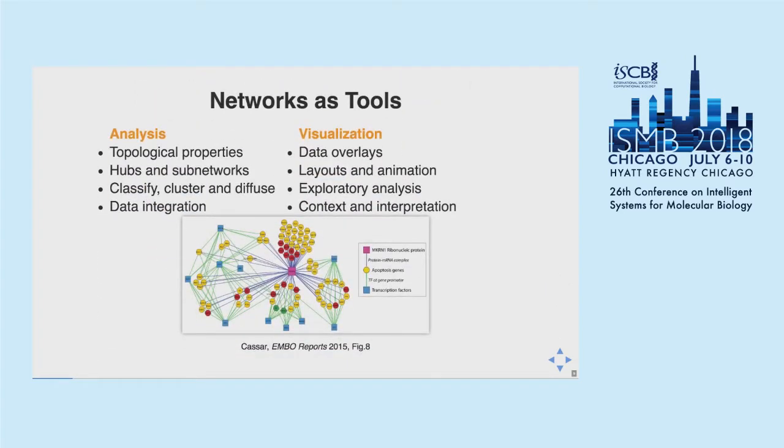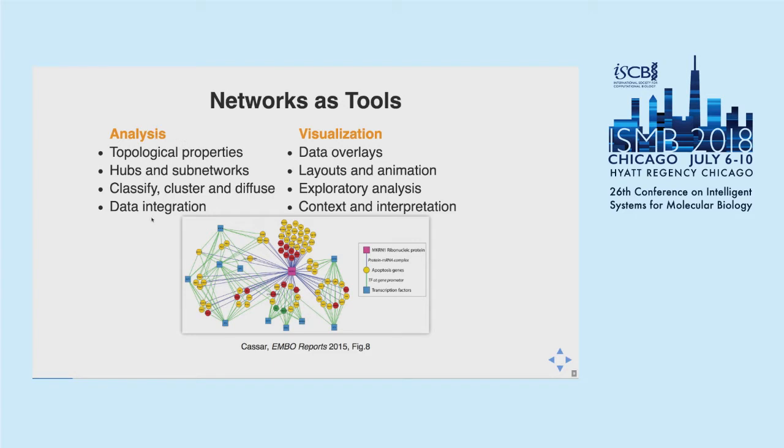Okay, so the two themes we're going to come back to again and again throughout this are analysis and visualization. In analysis, we've got topological properties. We'll talk more about those later. You've probably heard of node degree, for example. That's the sort of thing we're talking about. These things help us find hubs and subnetworks. In larger, more crowded networks, it's sometimes nice to be able to zoom in and focus on subnetworks that are most relevant based on your data. You can also do classification, clustering, and diffusion on network models, and like I mentioned already, data integration.